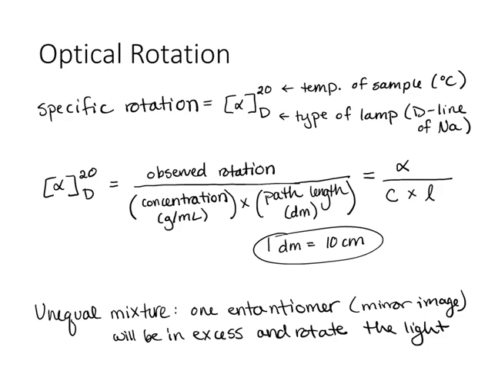So let's figure out how we can calculate the amount of excess enantiomer we have, because typically we don't know how much is in a sample. We're trying to judge, is this all R? Is it all S? So let's see how we can figure out how much excess enantiomer we have.